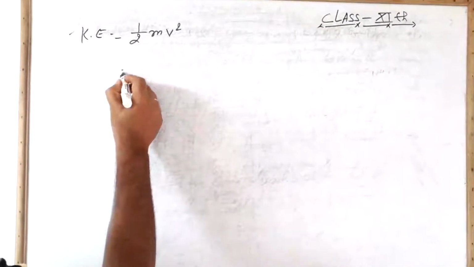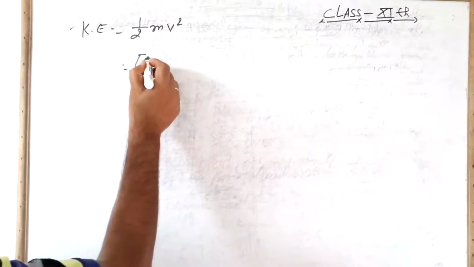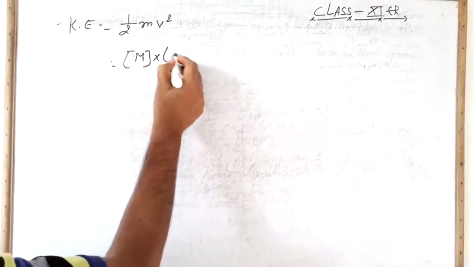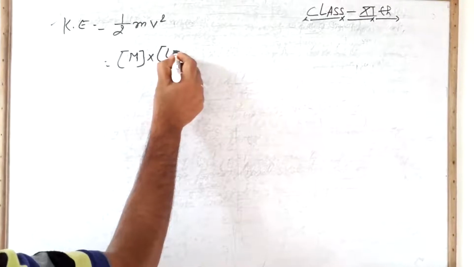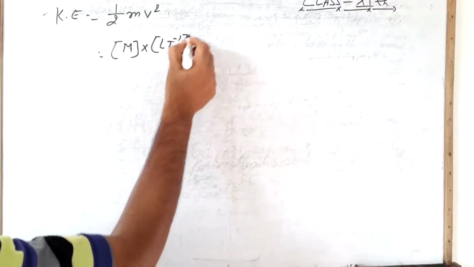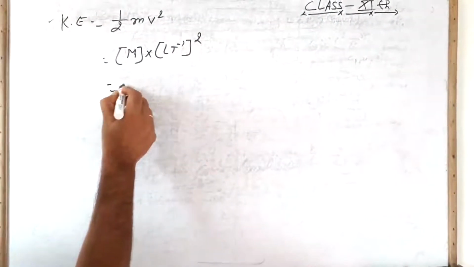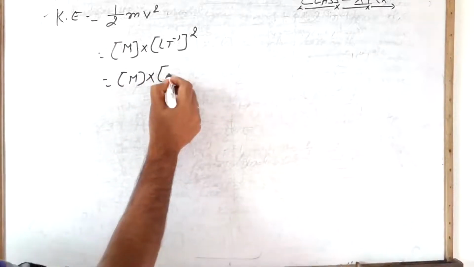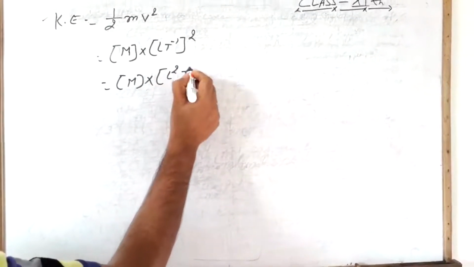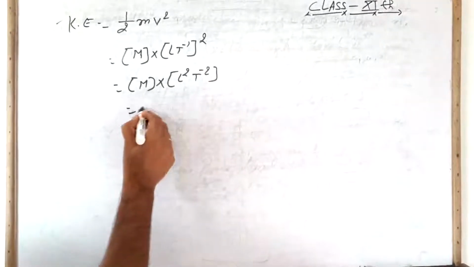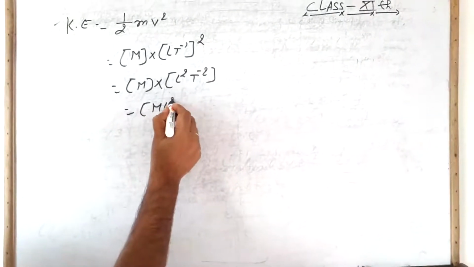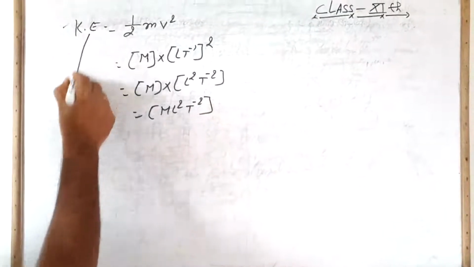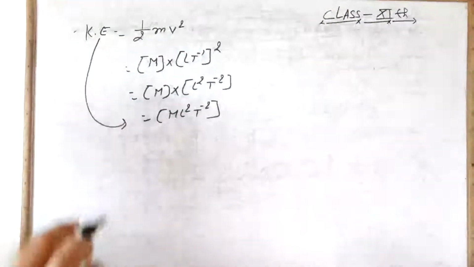So m stands for mass, and v is the velocity. What is the dimension formula of velocity? You know that L T inverse, and this is the M, and it becomes M L to the power 2 T to the power minus 2. This is the dimension formula of the energy.